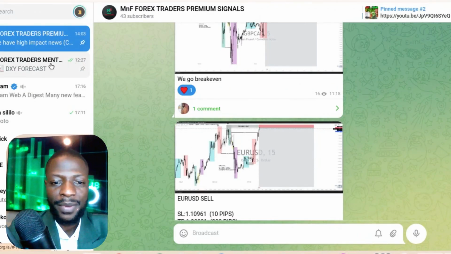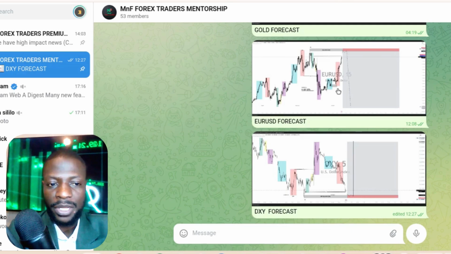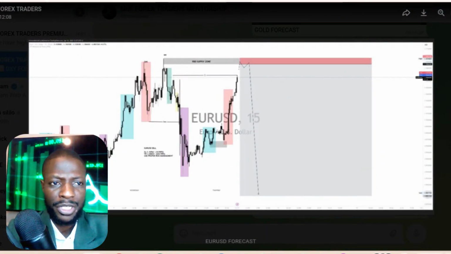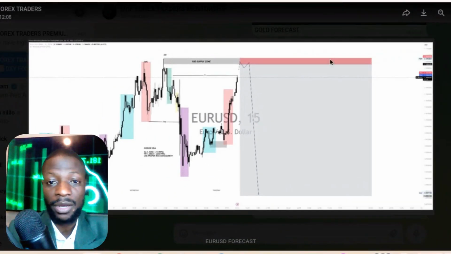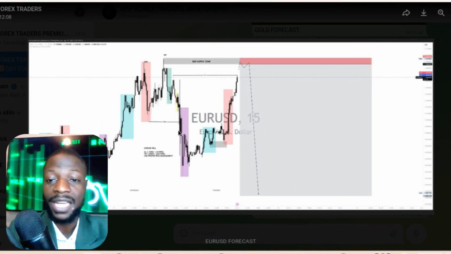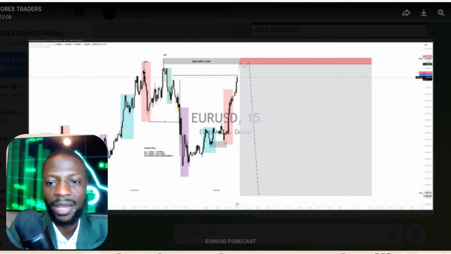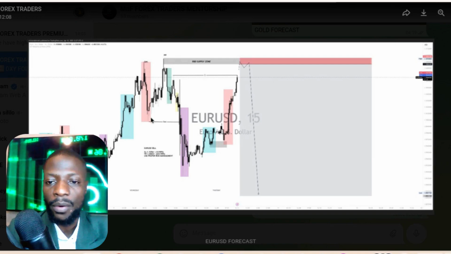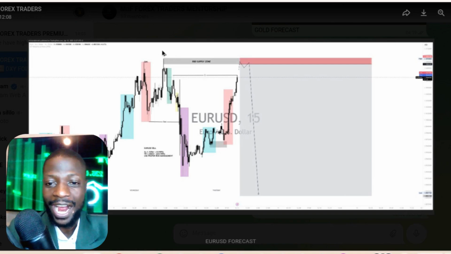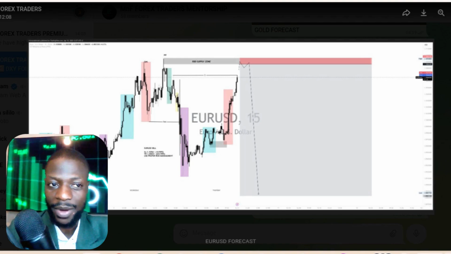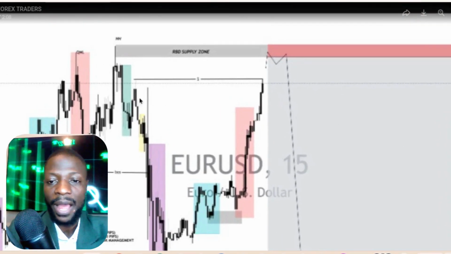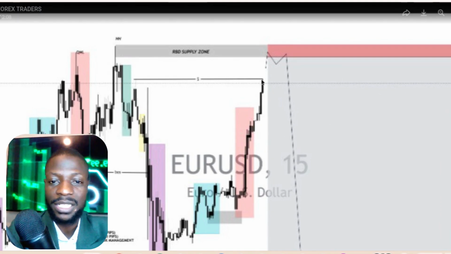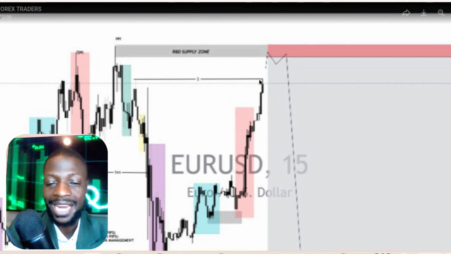So let me show you what was happening right here. In the afternoon today, I was able to share this nice forecast, looking really amazing. This is the kind of setup I would take any time of the day. What did we have? We had a QML, we had a low, we had a higher high, we had a break of structure right here. Very nice stuff. And apart from that, we had liquidity which was being engineered at this level.